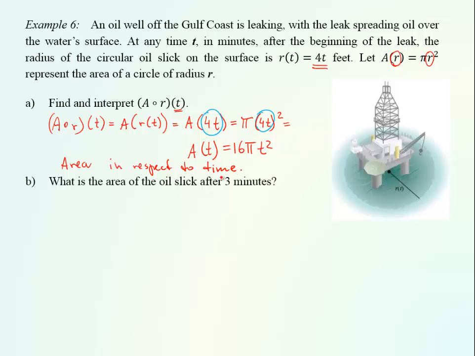What is the area of the oil slick after 3 minutes? Well, since time is in minutes, we just simply calculate what a of 3 is. And we can already use this formula. So it's 16 pi times 3 squared, which is 9. 9 times 16, it turns out to be 144 pi. So that's the exact answer for the area in feet square.